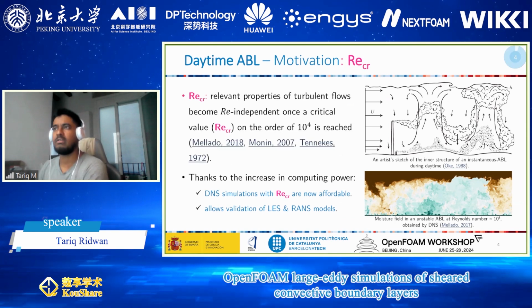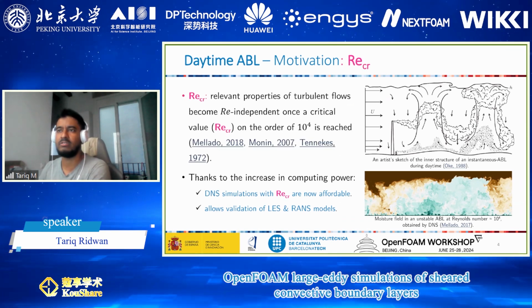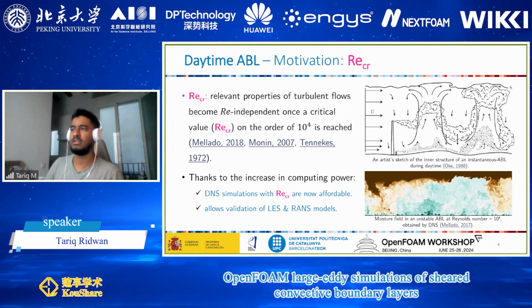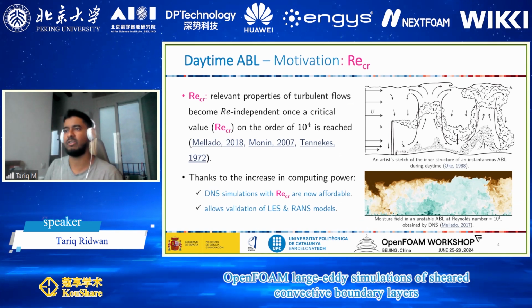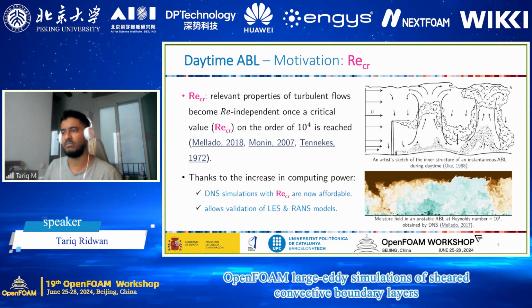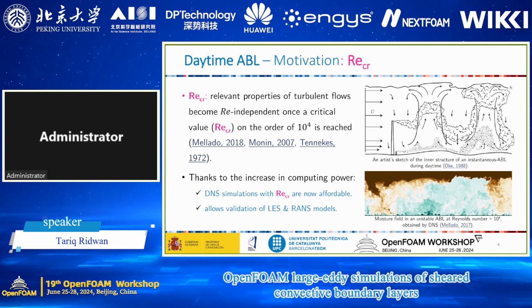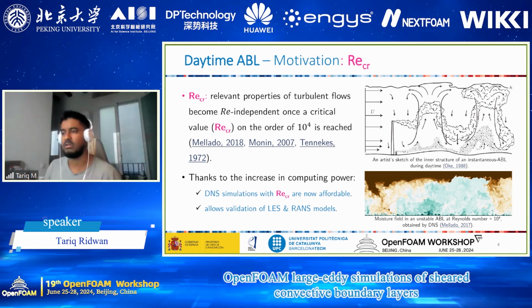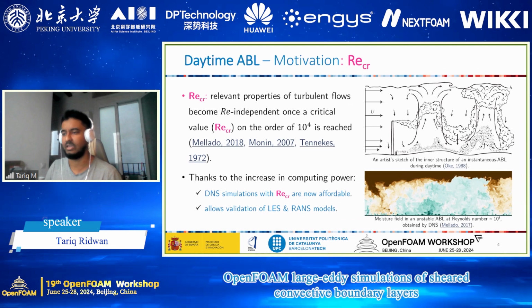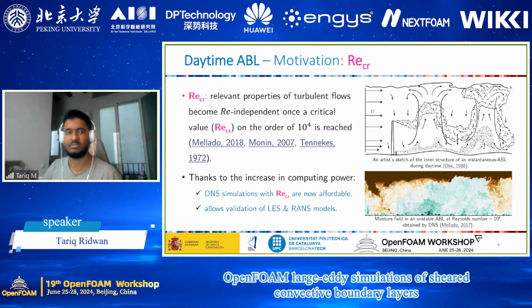So now the question comes, what is the critical Reynolds number? It is a transitional Reynolds number above which the turbulent flow properties are Reynolds number independent. It is generally in the order of 10 to the power 4. And as the DNS can be done using the critical Reynolds number, it allows us to validate LES and RANS models.